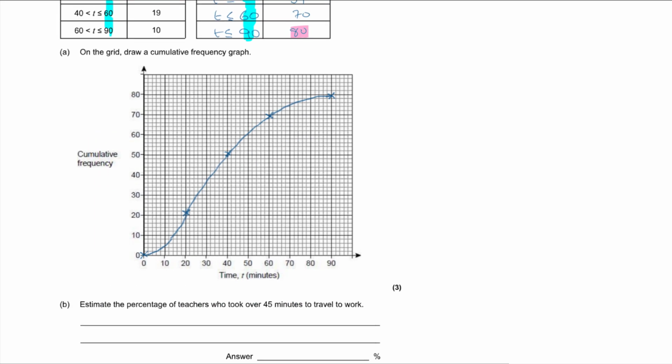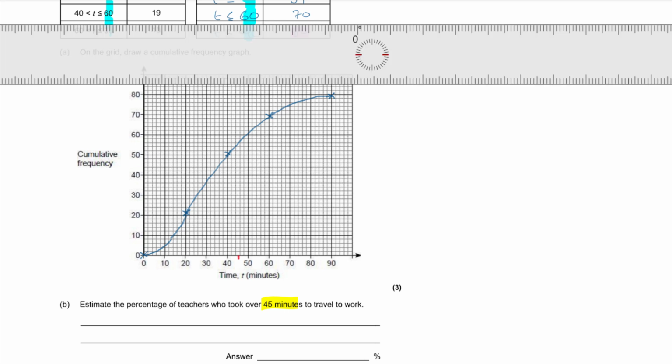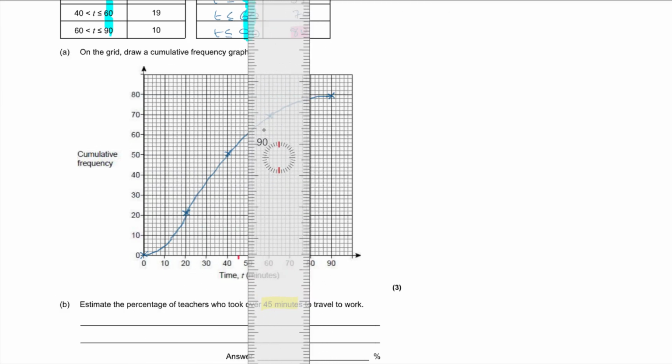Estimate the percentage of teachers who took over 45 minutes to travel to work. Okay, so again, we're going to start off the same way. We're going to find 45 minutes on the x-axis or the time axis. It's going to be halfway between 40 and 50. Going to use our ruler to measure up to the line.